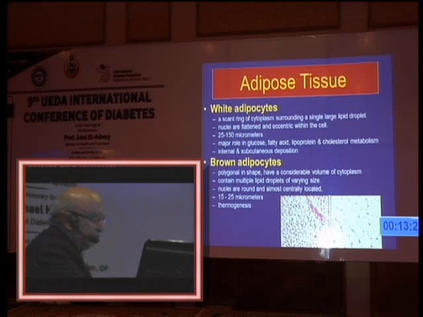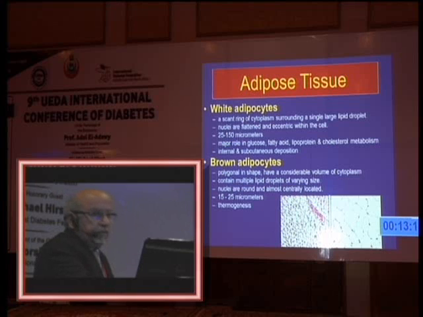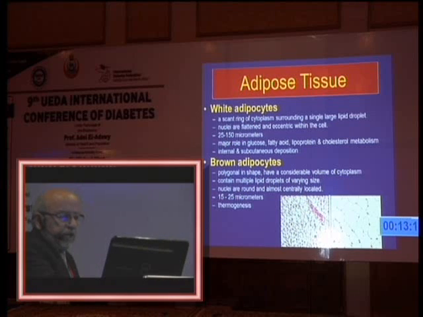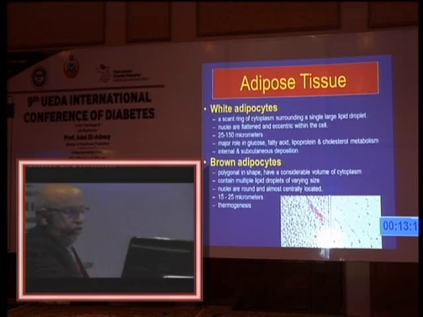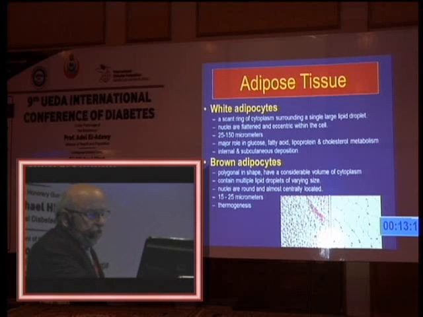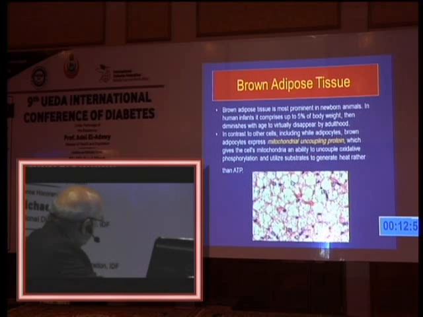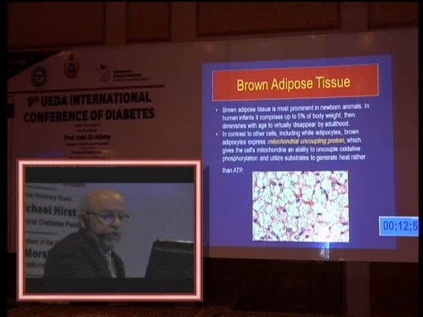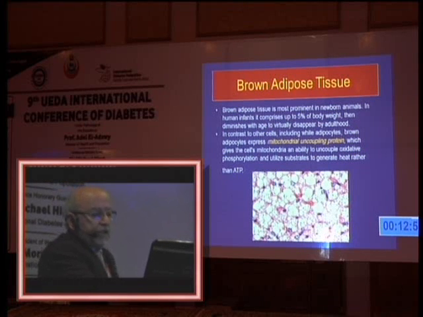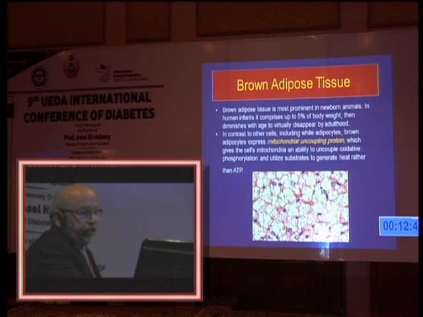The brown adipocytes, on the other hand, are polygonal in shape, have a considerable volume of cytoplasm, and contain multiple lipid droplets of varying size. The nuclei are round and almost centrally located, 15 to 25 micrometers, and it is involved in thermogenesis. Brown adipose tissue is most prominent in newborn animals and in hibernating mammals. In human infants, it comprises up to 5% of body weight, then diminishes with age to virtually disappear by adulthood.